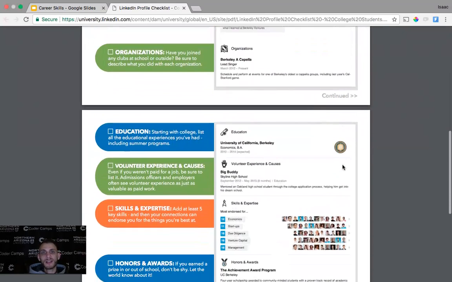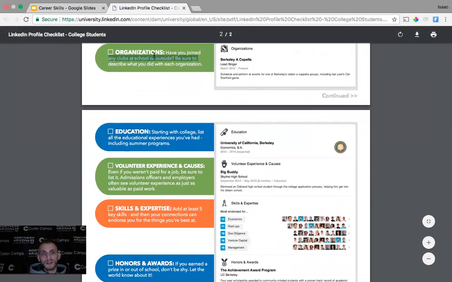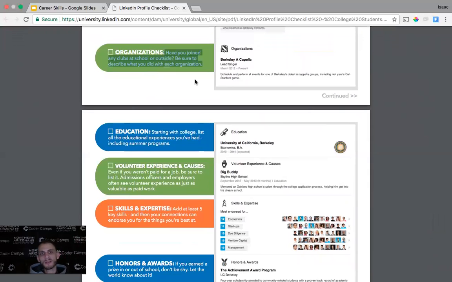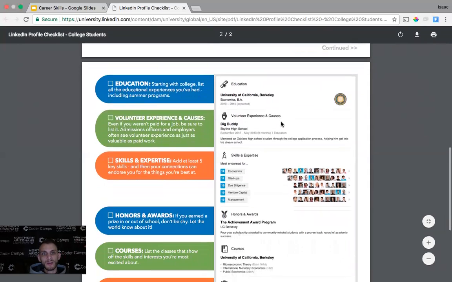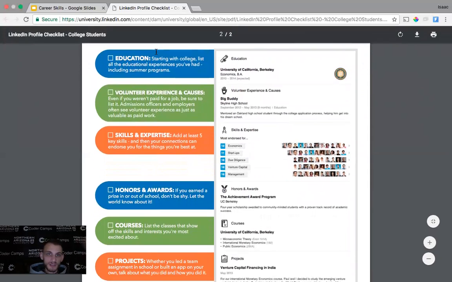Okay, and then organizations are always good because if you're part of organizations, you tend to be more organized, right? And those people work better on teams. So having organizations you're a part of definitely is a great thing. Education, of course, you want to put that on there. Let them know that you are certified in the experience you have and the knowledge you have. Volunteer experience. This is very good.